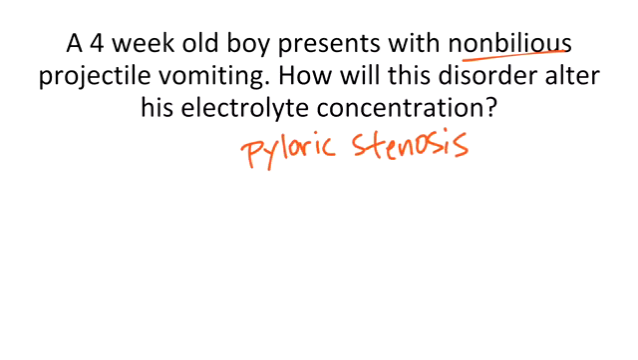The excess vomiting results in the loss of stomach acid. Recall that stomach acid is in the form of hydrochloric acid, so HCl. This means the patient will lose hydrogen ions, so decreased hydrogen, resulting in an alkalosis.